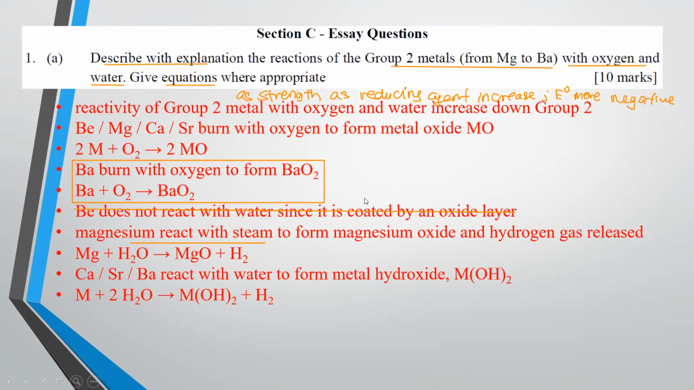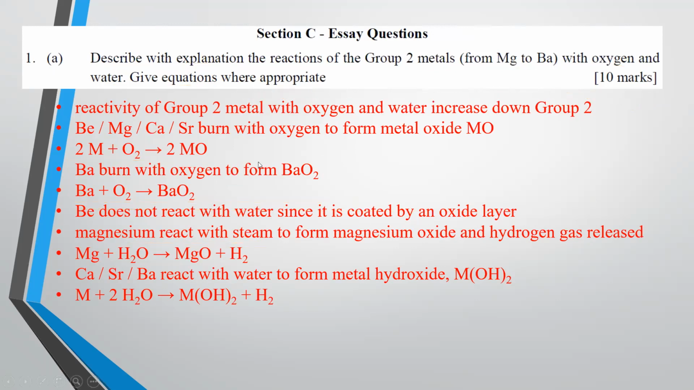So this is how you should describe all the points inside here for the reaction of the group 2 elements from magnesium to barium with oxygen and water. Okay, so that is for 1A. Then immediately we go to 1B.